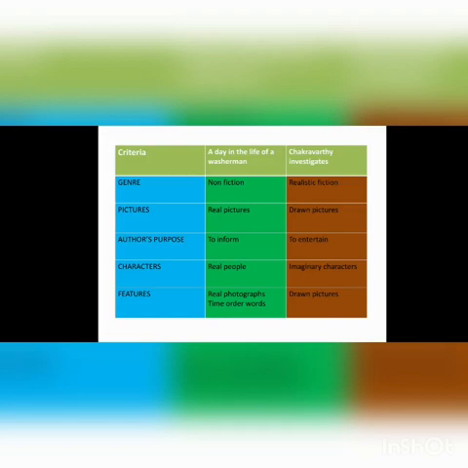Now, let's discuss the author's purpose. In A Day in the Life of a Washerman, this lesson tells us how a washerman spends his day. So this lesson indirectly is informing us how a washerman spends his day. So the purpose of this lesson is to inform, whereas the lesson Chakravarti Investigates is to entertain us.